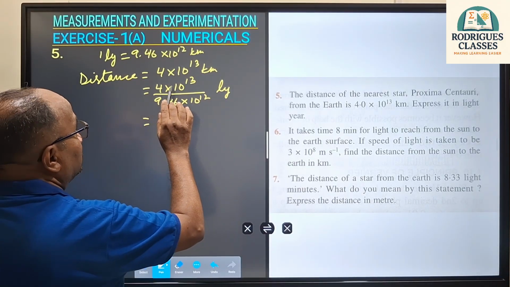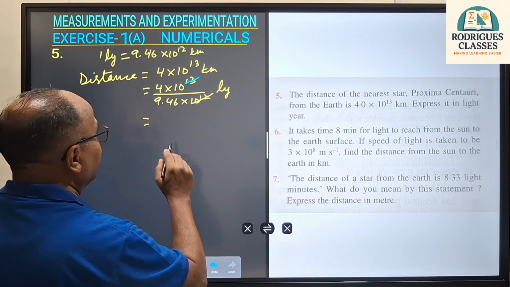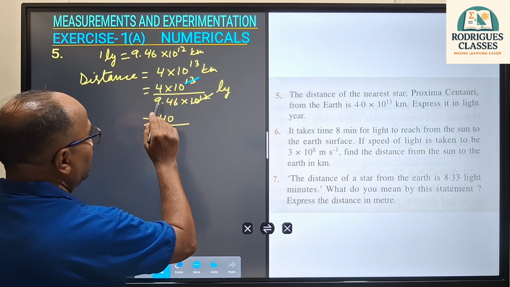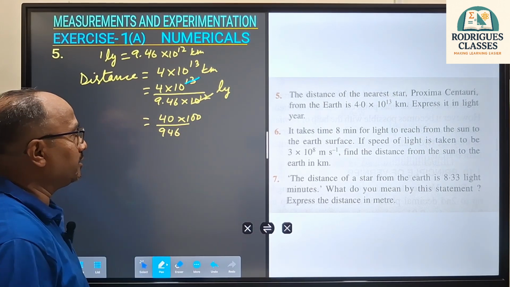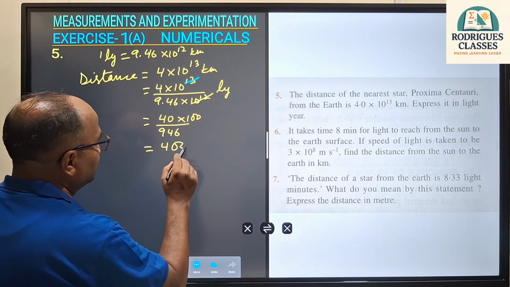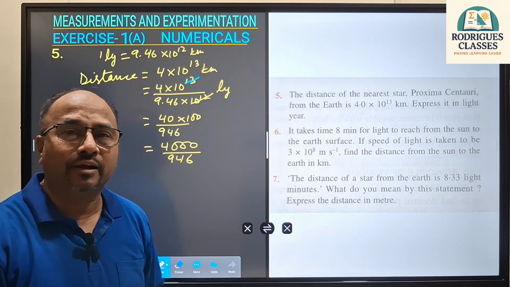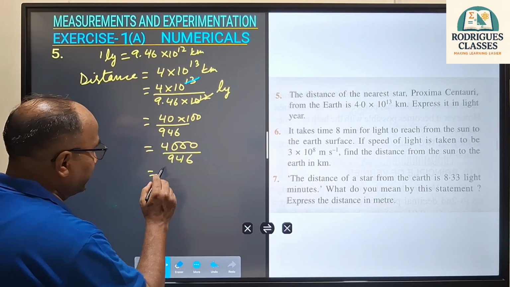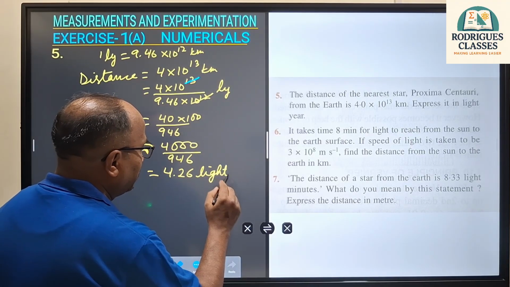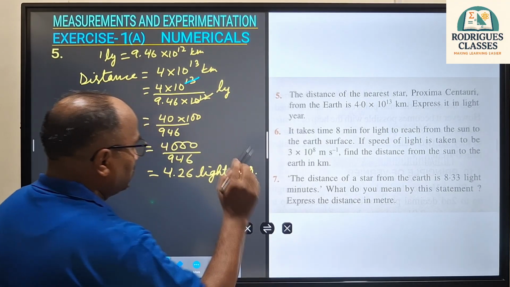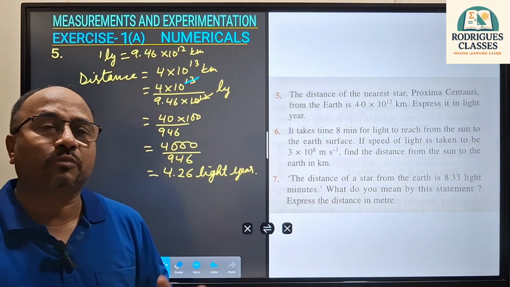So 10 to the power 13, 10 to the power 12, I cancel this. I am left with over there 10. It means it is 40. If I remove the decimal in 9.46, then I need to write 100 here. So you get a long division to be done, a big number to be reduced. But if you go on to divide it and check it, you are going to get it as 4.26, and this much light year you get. So that finishes question number 5. So again another sum which was just based on conversion.